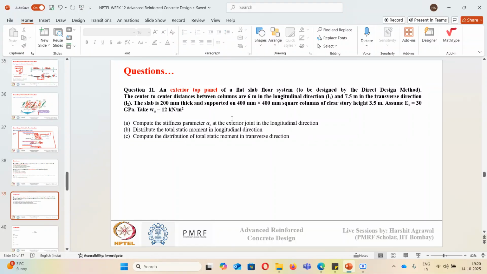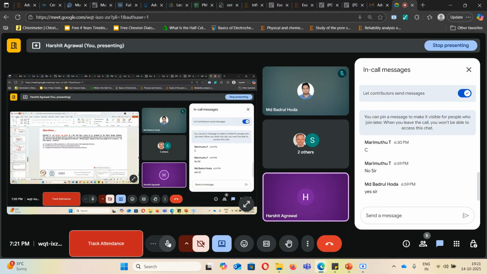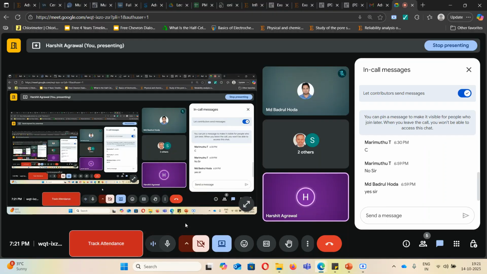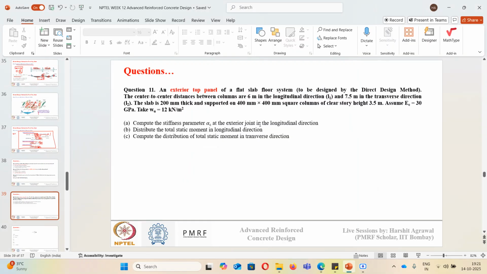Okay, so just think how you will proceed with this question, and then I will tell you the solution. Read the question again, think about which section we are talking about. I will mute myself for a minute to let you think. In the meantime, if you have any doubt regarding this question or the direct design method, you can ask. This is a very good question; if you understand it completely, any question that comes in the exam will be easy for you.